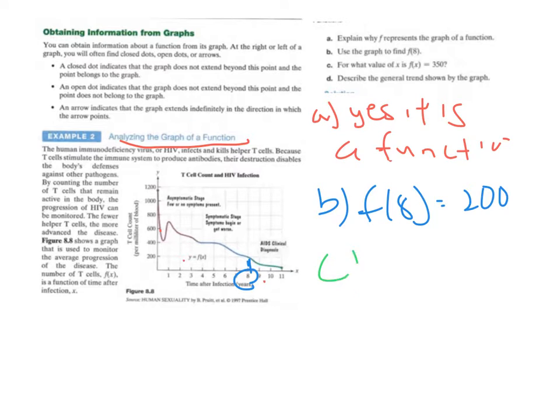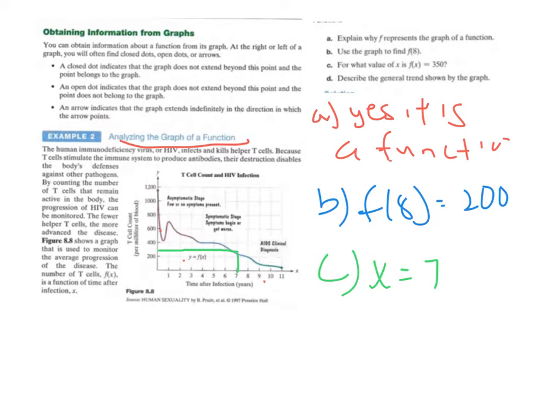Then C, I'm going to erase the blue here. C is, what if we go the other way around? The other way around is what if we want to know what x is when it's 350. So if I go, 350 is probably somewhere around in here, and then go straight down, it looks like x equals 7 when it's at 350.